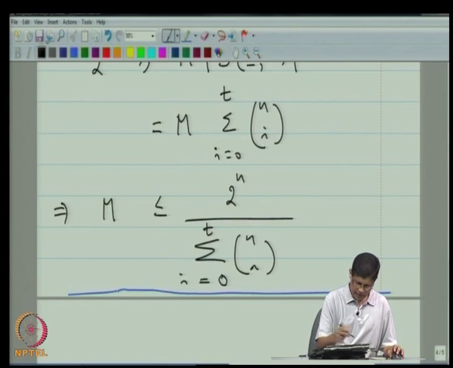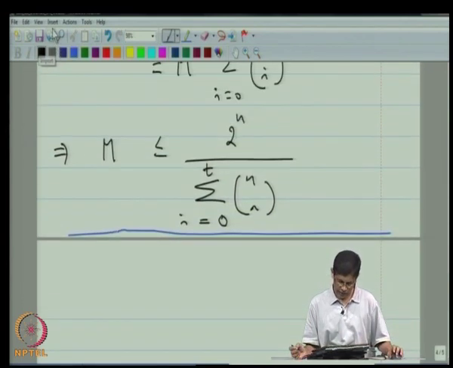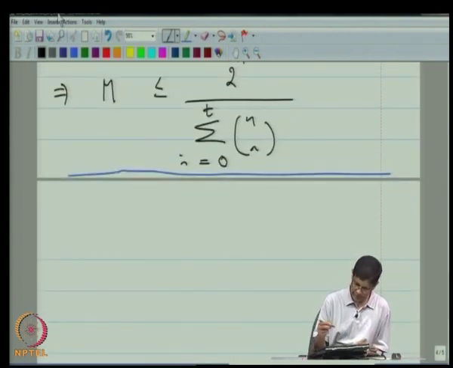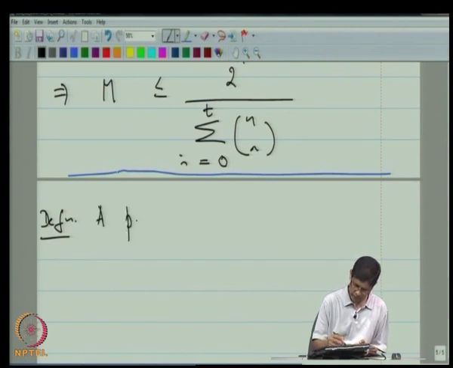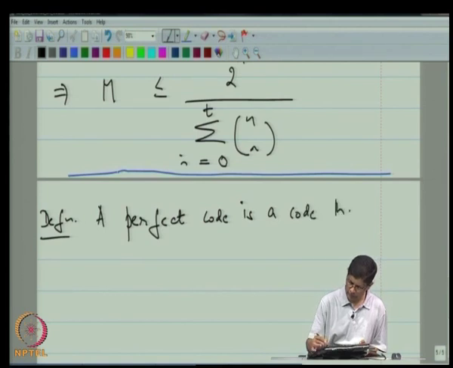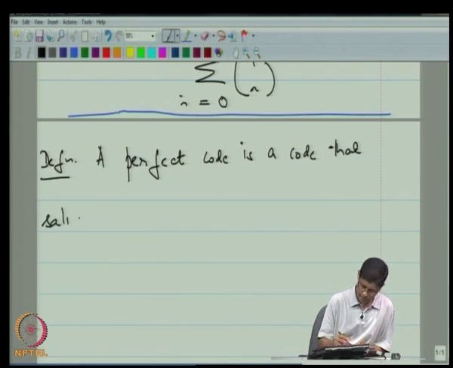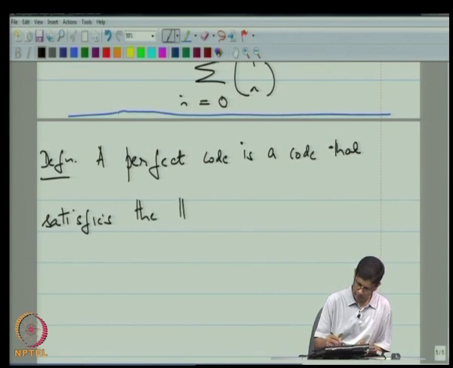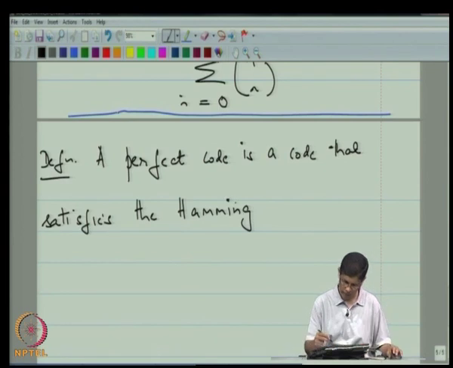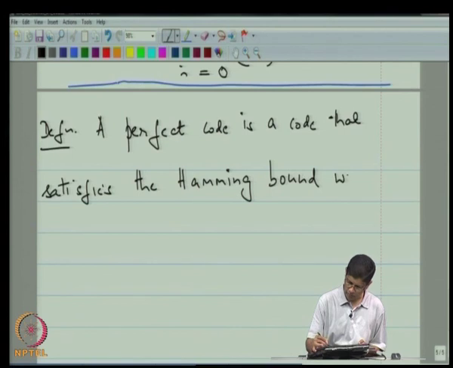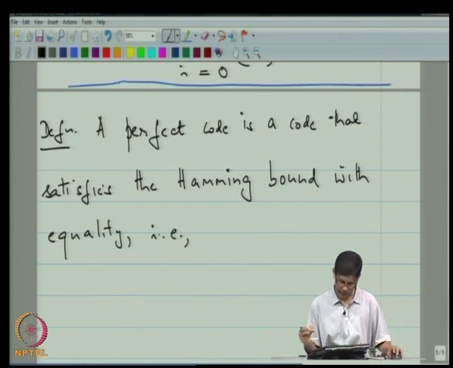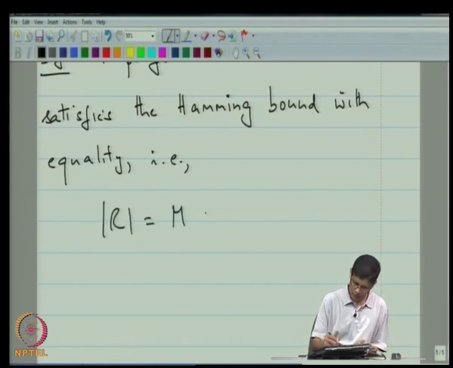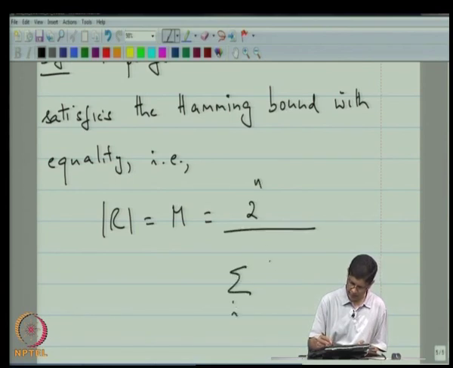Now let's look at examples and see where we stand with respect to this bound, but first I need a definition. A perfect code is a code that satisfies the Hamming bound with equality, i.e. the size of the code is equal to 2 to the n divided by the sum over i of n choose i.